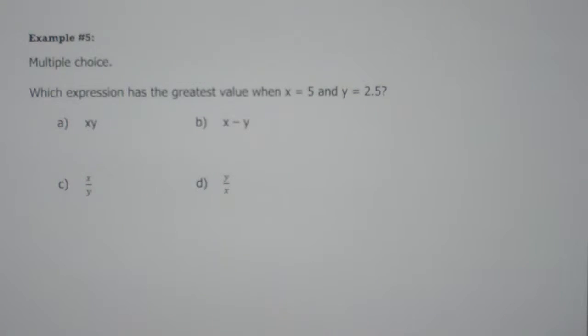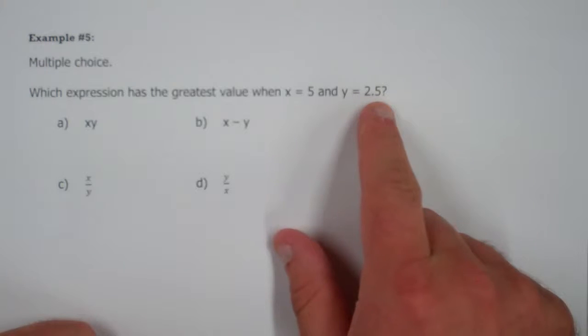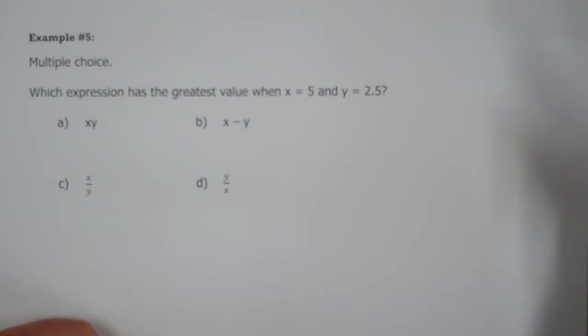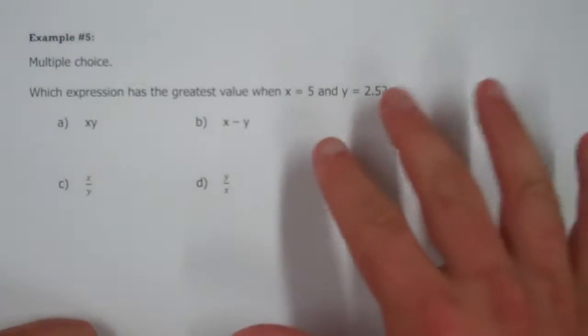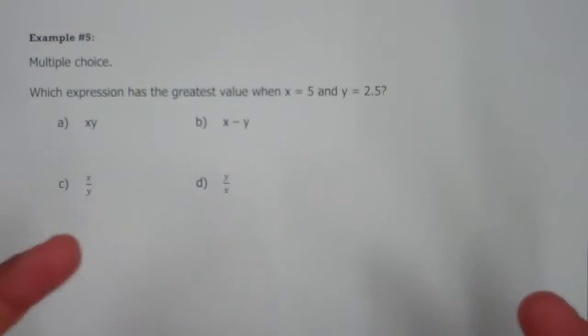In this multiple choice example, we want to check and see which expression has the greatest value. And we're given x is equal to 5 and y is equal to 2.5. Notice how in these other problems here we're not given any other values for x and y, and so we'll use each one of those values in a, b, c, and d, and then all we'll do is figure out which one is the largest.